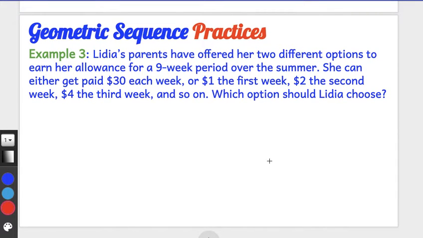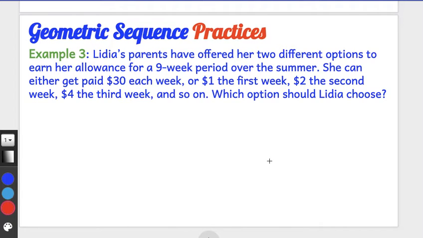This one is a little bit long and in a real-life context. So Lydia's parents are going to offer her 2 different options to earn her allowance for a 9-week period over the summer. She has 2 ways to get it. One is to get $30 each week. And the other one is $1 the first week, $2 the second week, and then $4 the third week, and so on. So we need to help her decide which option she should choose.